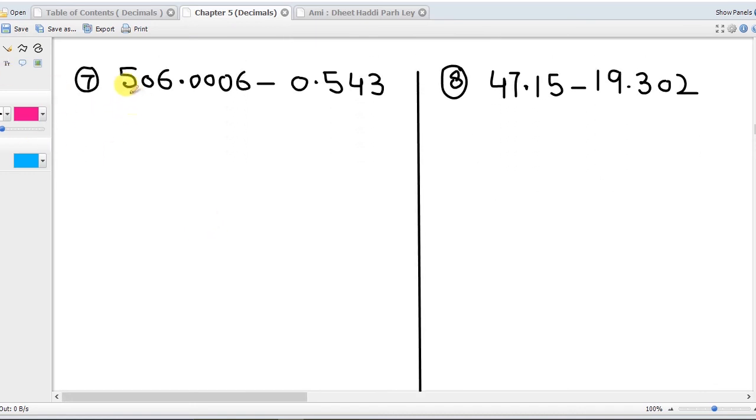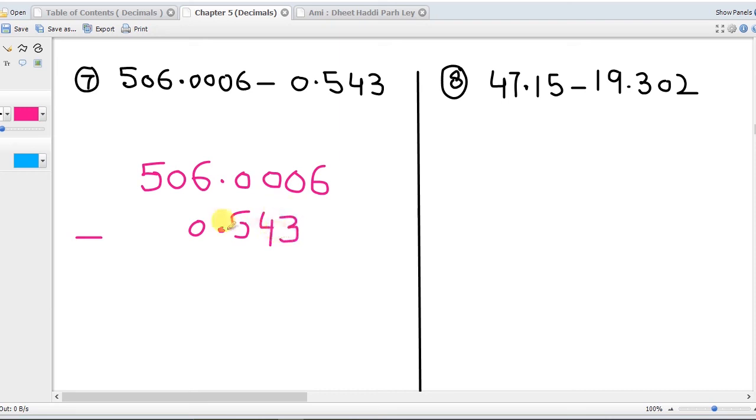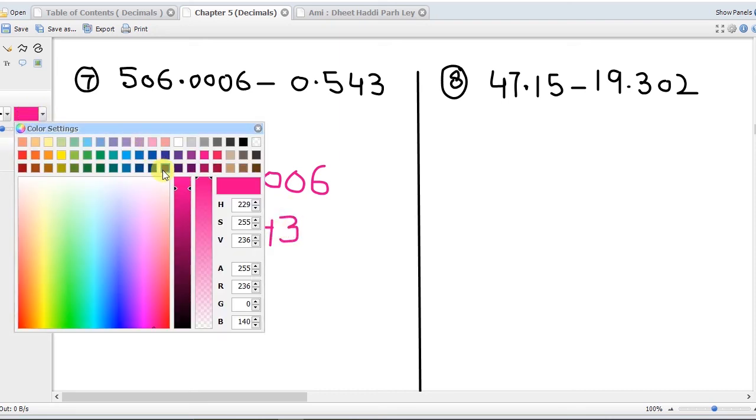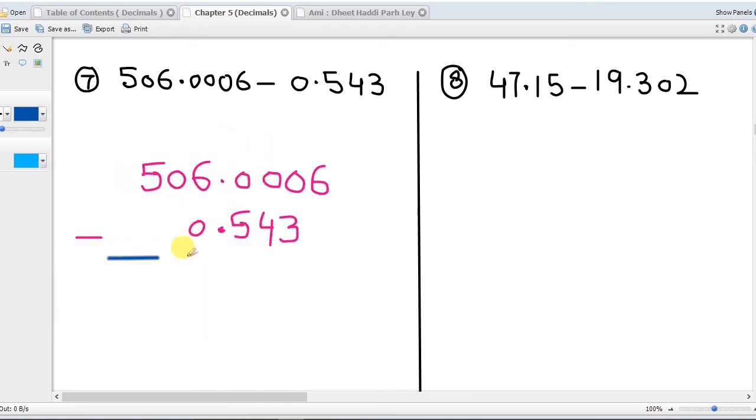Okay, next is 506.0006. Oh, that's a big number. And we have to take away 0.5. We have to take away a very small number, which is close to half. So put the decimal point, then write the values in their right positions. Now fill the gap with the zeros. This will help you to solve the question without making mistakes.